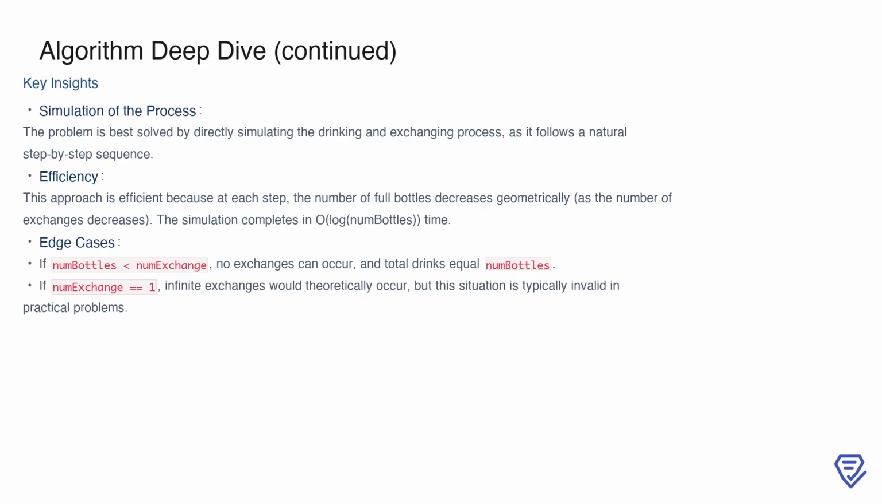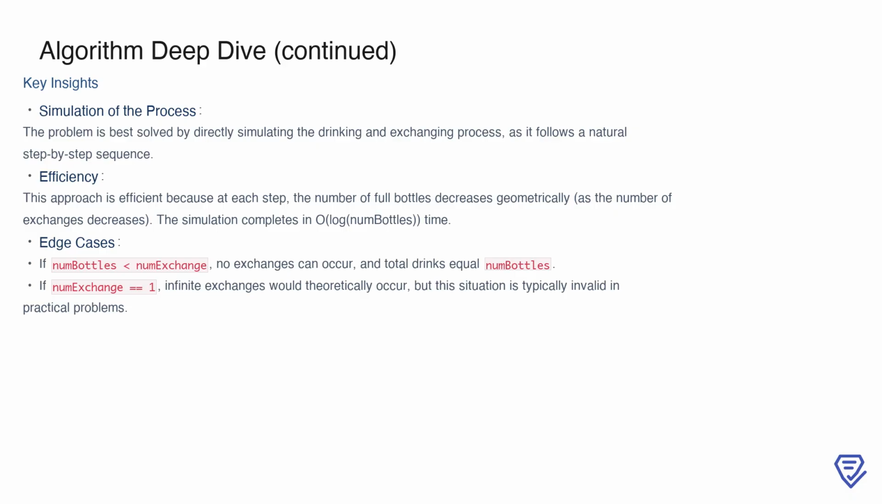This approach is efficient because, with each cycle of exchanges, the number of full bottles decreases significantly, following a geometric progression. As a result, the algorithm completes in logarithmic time with respect to the initial number of bottles, or O(log number bottles). It's also important to consider edge cases. For example, when number bottles is less than number exchange, no exchanges are possible, and the total drinks will simply equal the initial number of bottles. On the other hand, if number exchange is 1, it would theoretically allow infinite exchanges, though such a scenario is not practical and would likely be invalid in real-world problems.